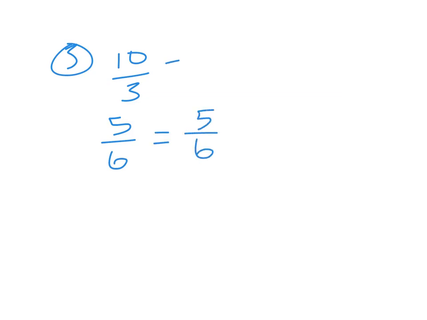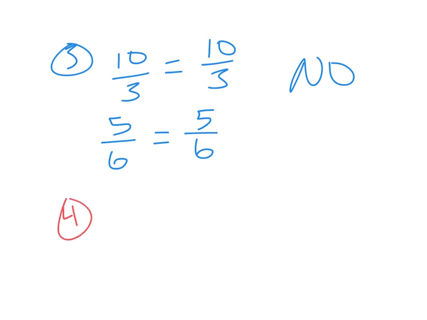All right, let's do number 3. We have 10 over 3 and 5 over 6. 5 over 6, can that be reduced? No, it's already reduced. 10 over 3, can that be reduced? I mean, you could put it into a mixed number or a decimal, but it's already there. You can't reduce either one of those. So are they proportional? No. You could have been putting yes or no. You can just do it for the last two.